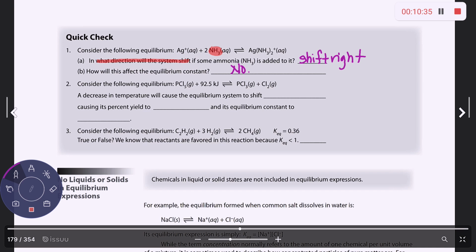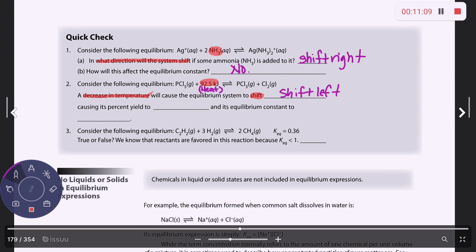What will affect the equilibrium constant? Only temperature. Number 2, we're going to decrease the temperature of this reaction. In which direction will I shift? This is endo, right? If I take heat away from a reaction that needs it, which direction will we shift? Anytime you take away something, you move towards it. Left.